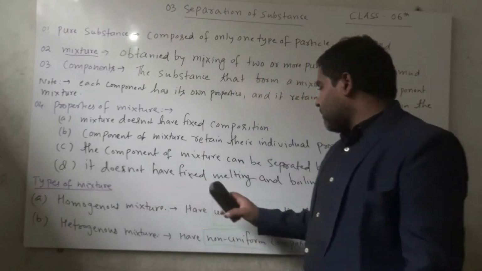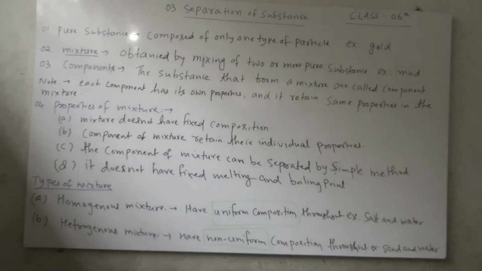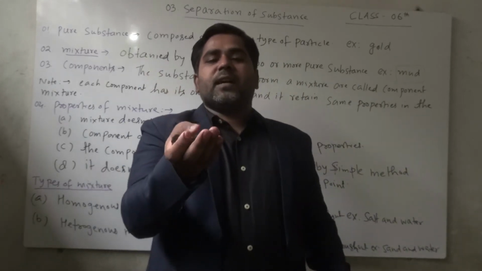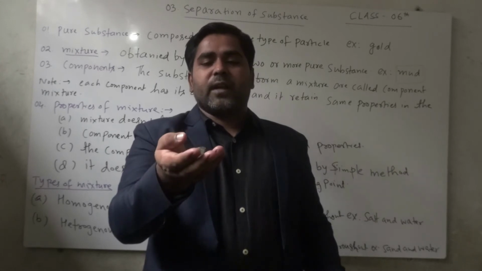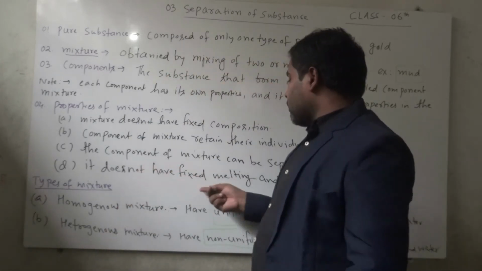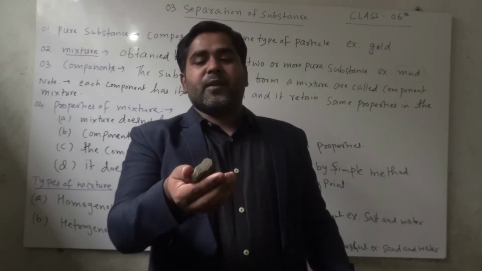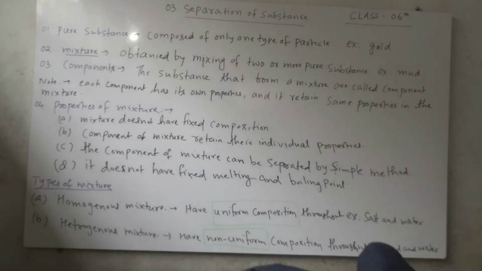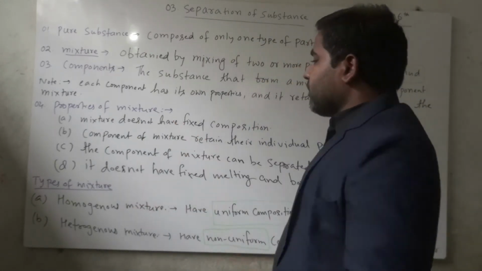It does not have fixed melting and boiling point. Means see, for understanding this, if you take this stone and the leaf, you will see that the melting point of leaf is lesser than the melting point of the stone, right? So what I said, that it does not have fixed melting and boiling point. It is a mixture, but it has different melting points, right? So that is all about properties of mixture.